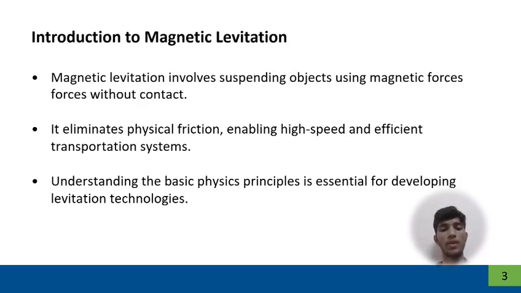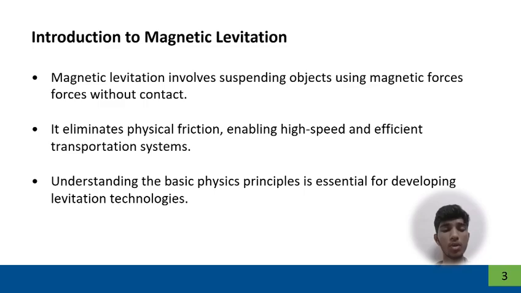Introduction to magnetic levitation. Magnetic levitation involves suspending objects using magnetic forces without contact. It eliminates physical friction, enabling high speed and efficient transportation systems. Understanding the basic physics principles is essential for developing levitation technologies.